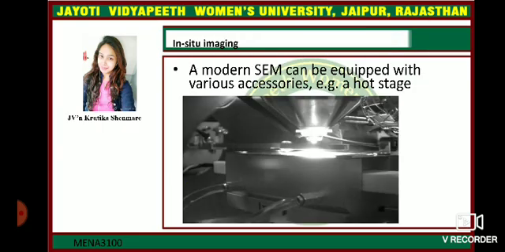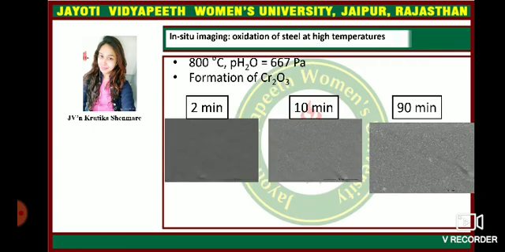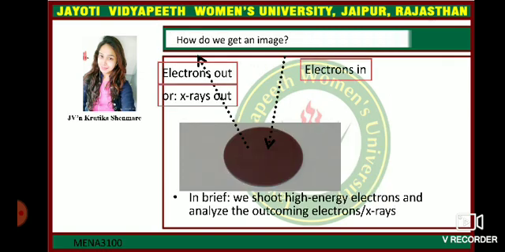A modern SEM can be equipped with various accessories such as a hot stage, for in situ imaging, for example oxidation of steel at higher temperature. So this is how, as the time passes, we can see a greater clarity in the image.